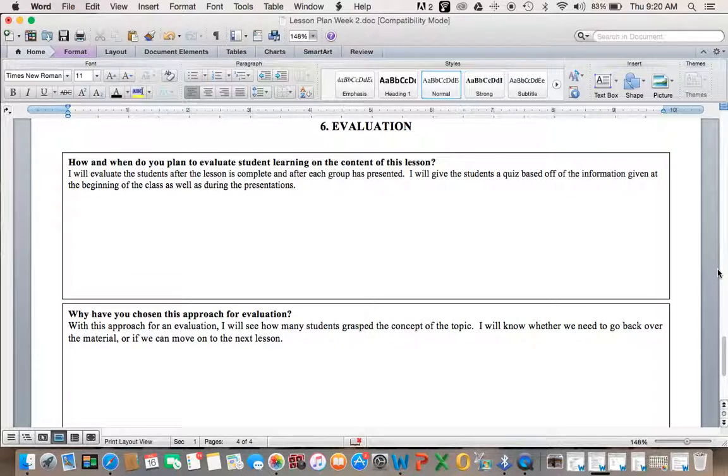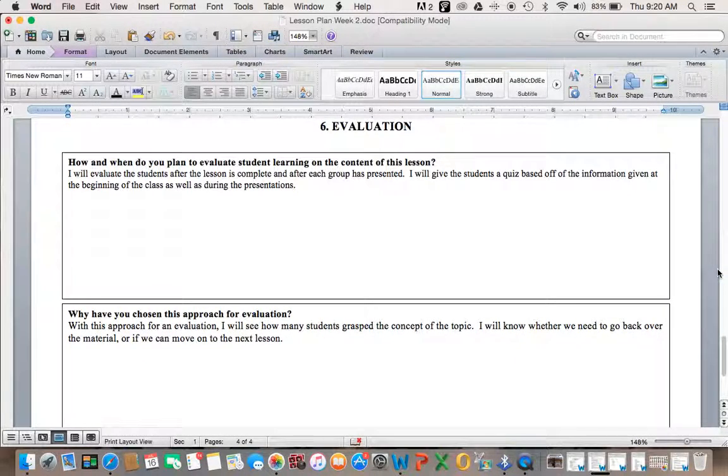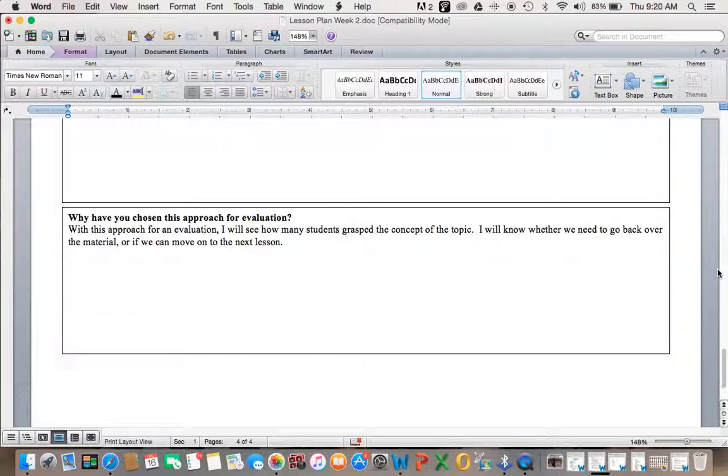Section 6, Evaluation. How and when do you plan to evaluate student learning on the content of this lesson? I will evaluate the students after the lesson is complete and after each group has presented. I will give the students a quiz based off information given at the beginning of the class as well as during the presentations.